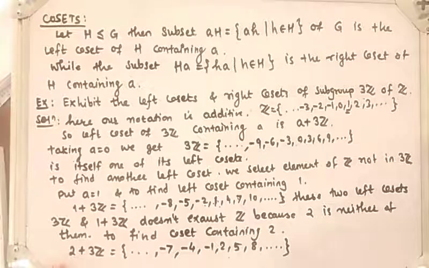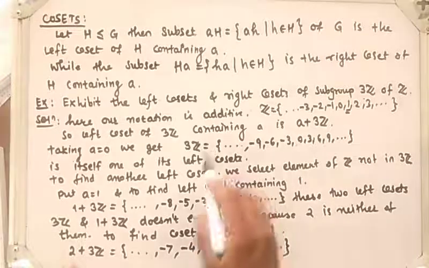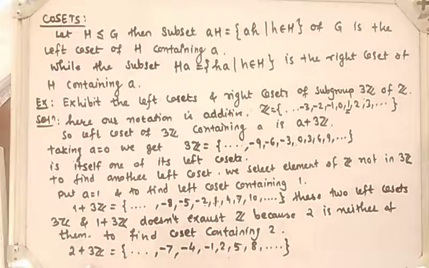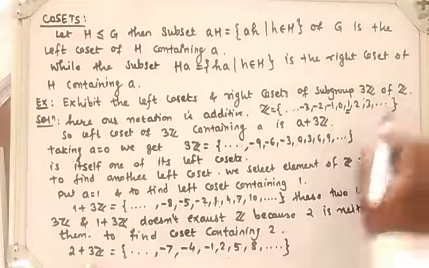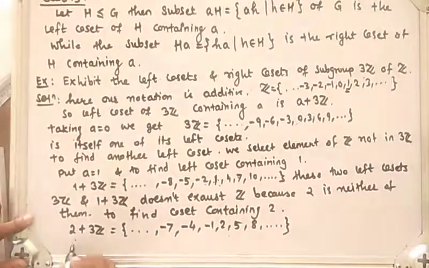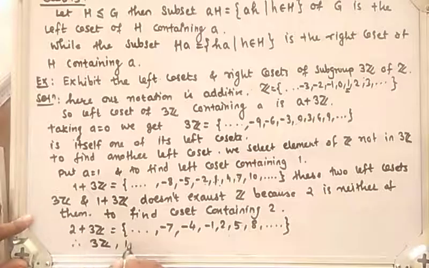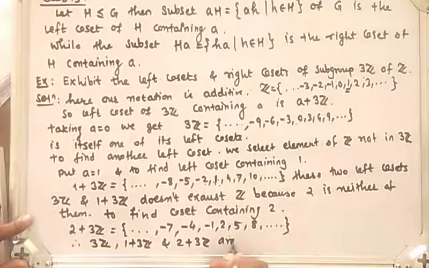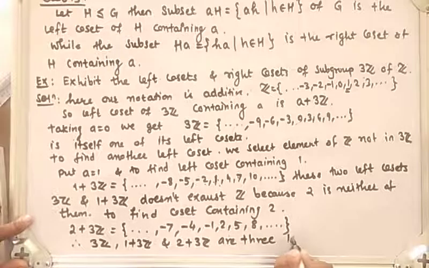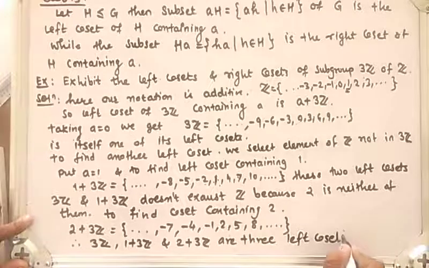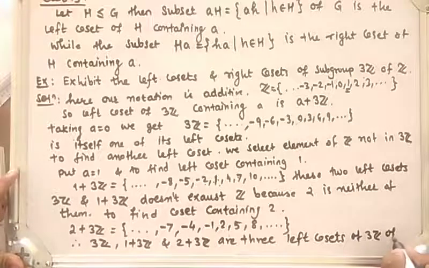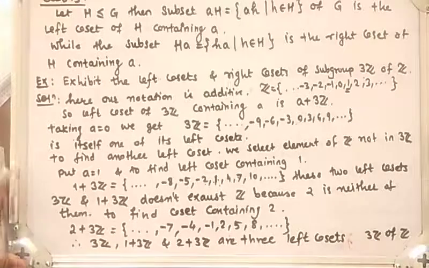So here we will write the next note. How many cosets are there? In total 3Z, 1 plus 3Z and 2 plus 3Z. In total there are 3 cosets of 3Z in Z. Therefore 3Z, 1 plus 3Z and 2 plus 3Z are the 3 left cosets of 3Z in Z.